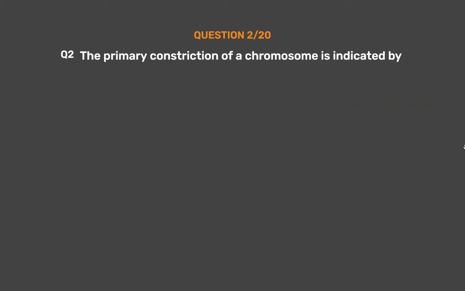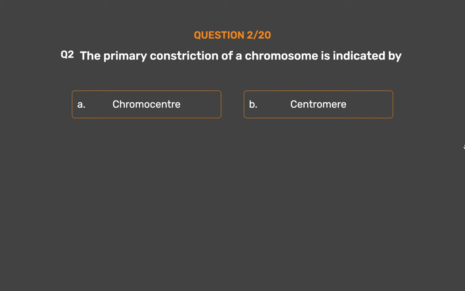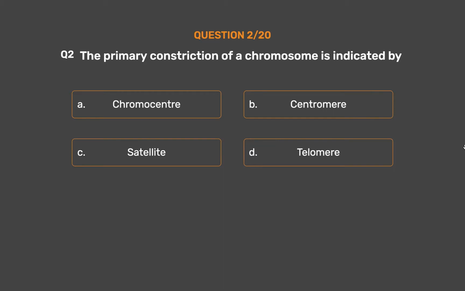Question number 2. The primary constriction of a chromosome is indicated by option A, chromocenter. Option B, centromere. Option C, satellite. Option D, telomere.